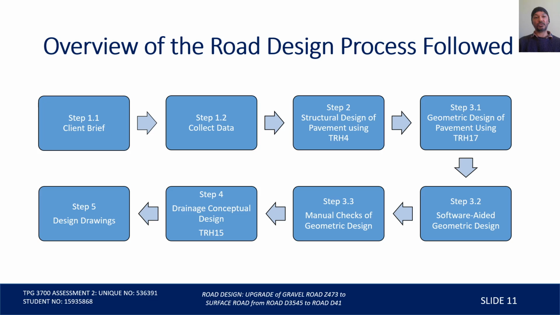The overview of the design process which I followed was to get a brief from the client and then to collect data which is required. I would first do the structural design of the pavement using TRH4. After that, I would do geometric design of the pavement using TRH17, followed by a computer-aided geometric design. I would do manual checks on certain aspects of the geometric design. I would also confirm my manual checks with Excel verification. I would also do a drainage conceptual design using TRH15, and ultimately I'll produce design drawings.